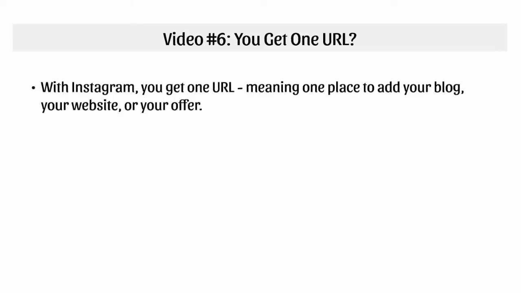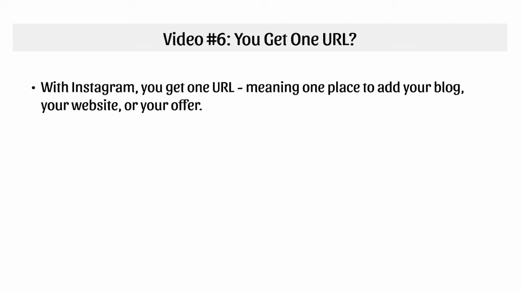So that's the reality with Instagram, you get one URL, meaning one place to add your blog, your website, or your offer. It's not like Facebook where you can create a post every single time and put a URL directly to your offer. You get one URL, so you've got to choose it wisely. So the question is, what URL should you use?